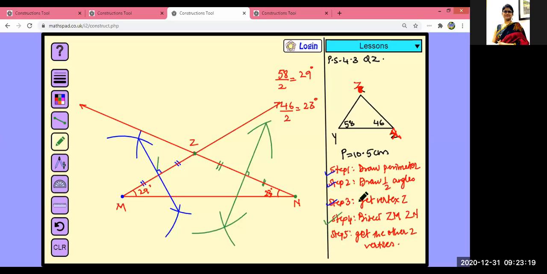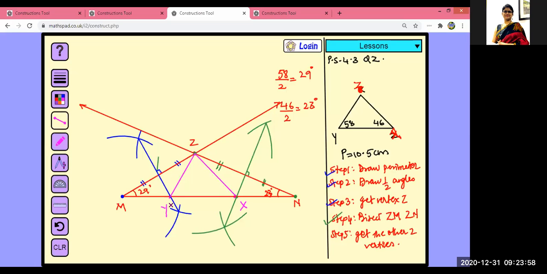That completes step 4. And now step 5. We have to get the other two vertices. Where are they? Yes, where are they? The points where the perpendicular bisectors intersect the base, these 2 points are the vertices, correct? So this point is Y and the other point is X, okay? And joining these 3 points, we get the triangle XYZ.